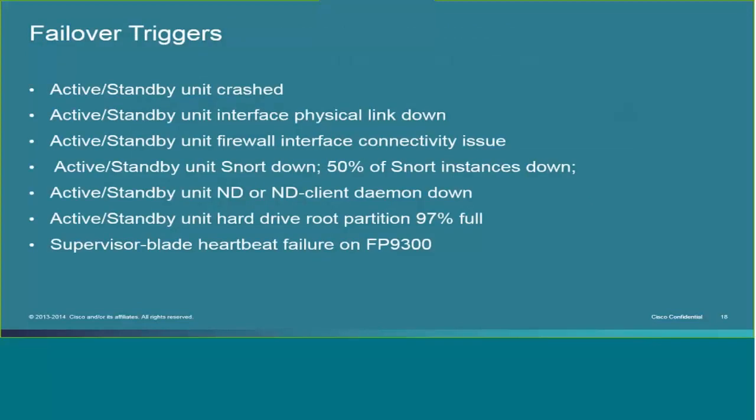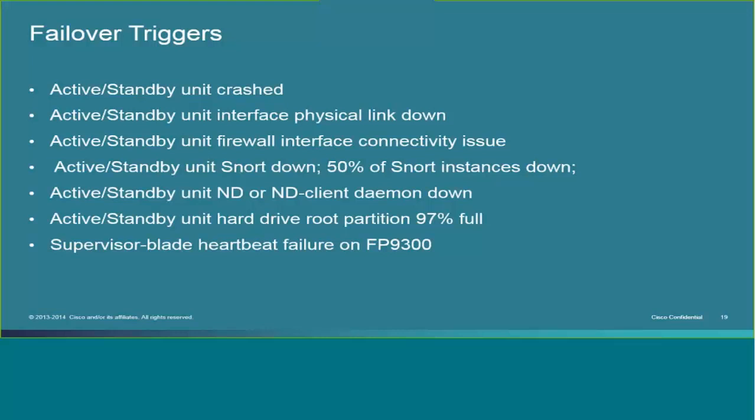So let's say a particular device is primary and active, and secondary is standby. There should be a reason for a failover to happen. So what are those triggers? What are those conditions wherein the active role will be given to another unit?